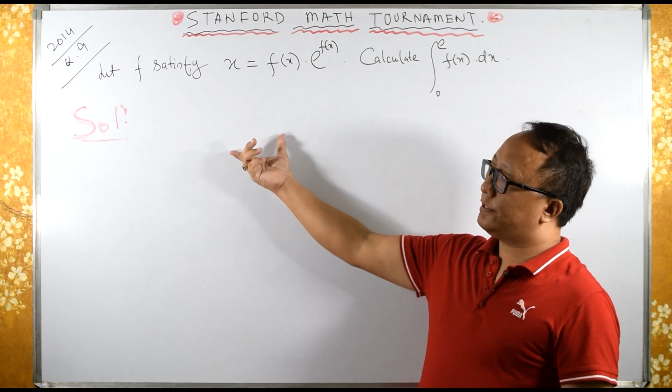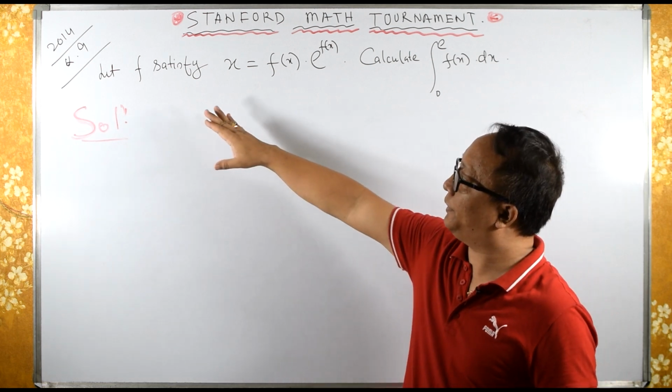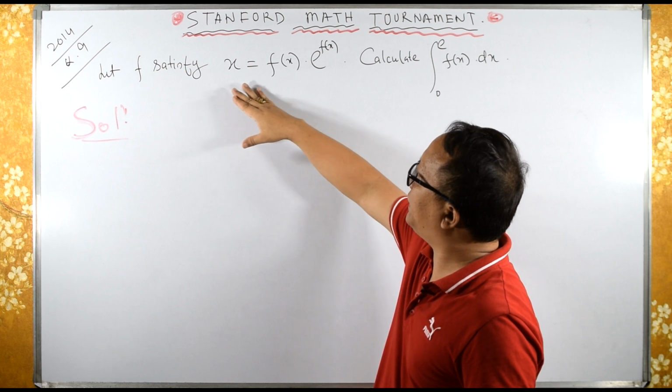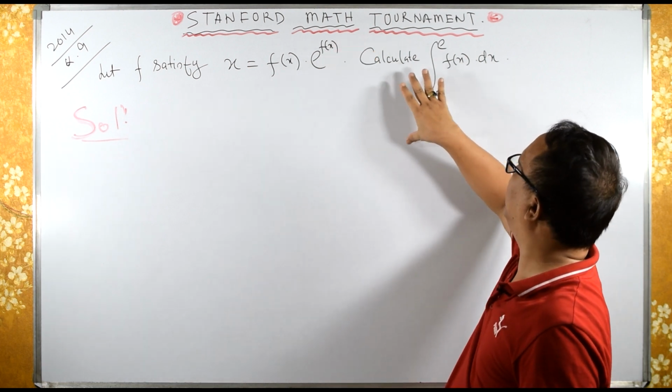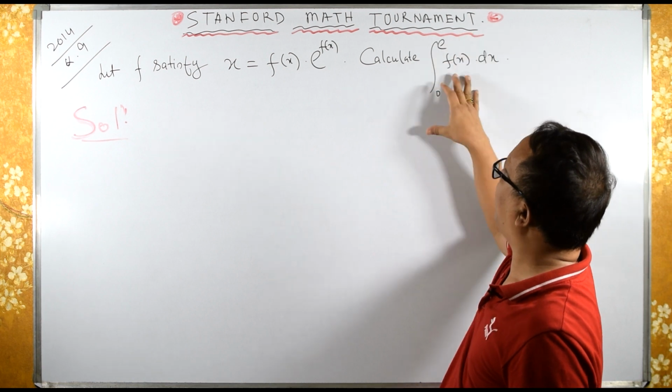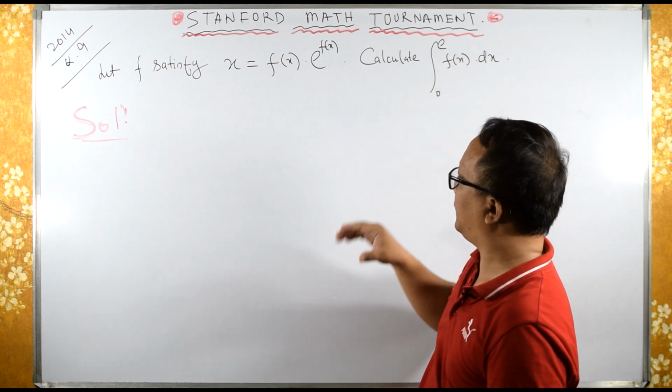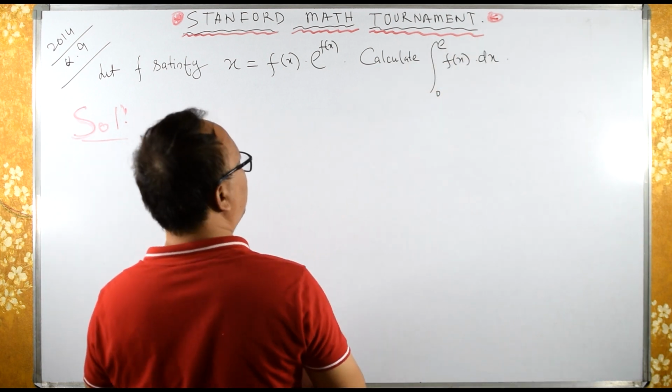Now this question is somewhat complicated. Now f satisfies x equals f(x) times e raised to f(x). Now we need to find the integral from 0 to e of f(x) dx. What is this? Let's see. Now let's try to picturize this.